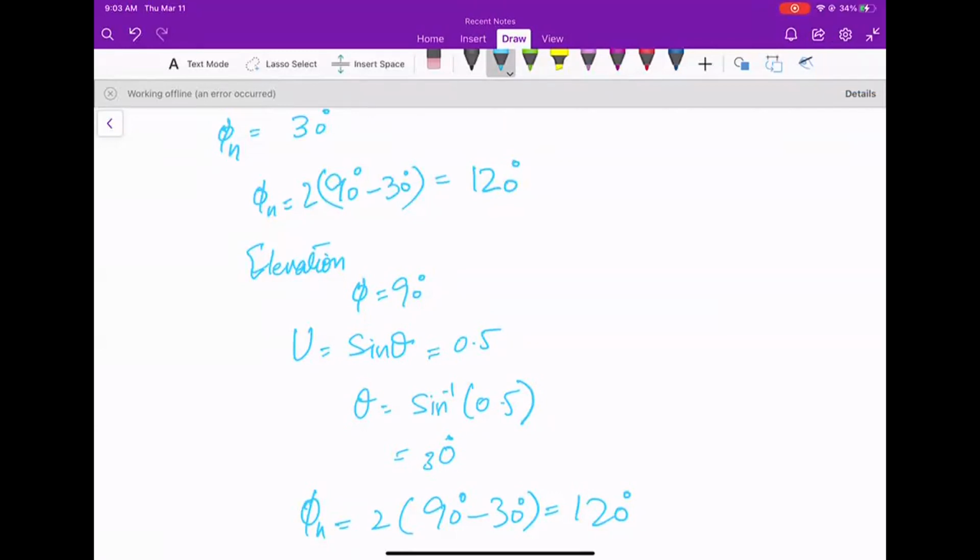Wait, Dr. Khan, for the elevation, should it be theta n instead of phi n? Yes, good question, one minute. For elevation, I all the time mix them. When we talk about elevation, we thought about theta, right? One minute, let me confirm.